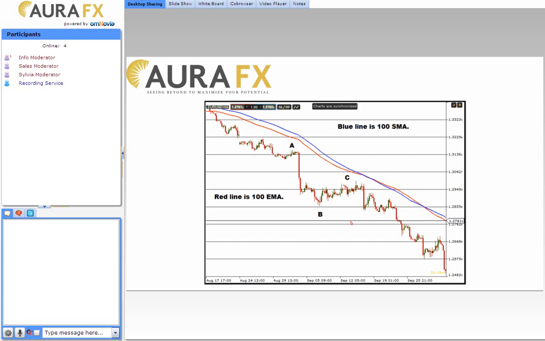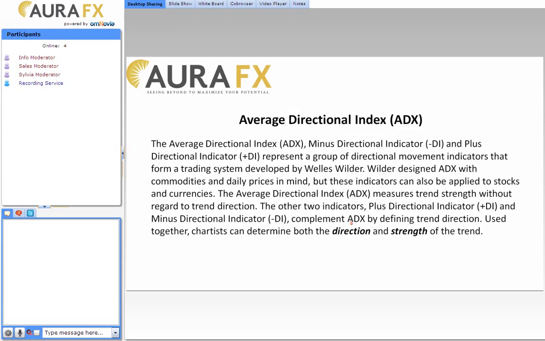Now we have the average directional indicator, which is the ADX. And usually those come with, so we're getting another 2-for-1 here, the directional indicators, the minus and the plus. Now they represent a group of directional movement indicators that form a trading system developed by Wells Wilder. Okay, he is one of the fathers of technical indicators. You'll find this name coming up again and again.